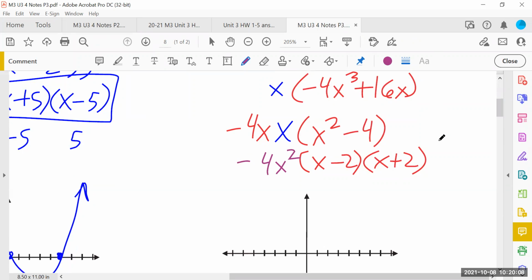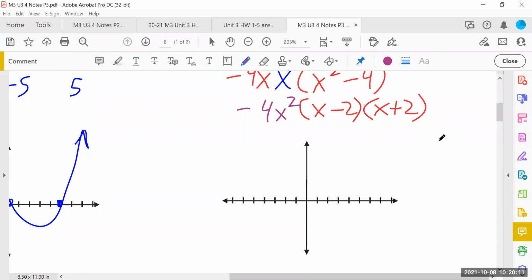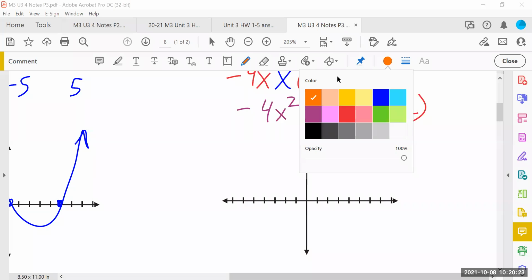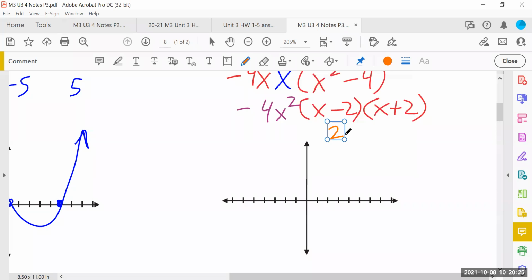Then we're graphing it. So let's get some x-intercepts here. Sanpreet, can you give me an x-intercept from this? A little louder. 2. Everybody's good with that coming from this guy right there. That's an x-intercept of 2.